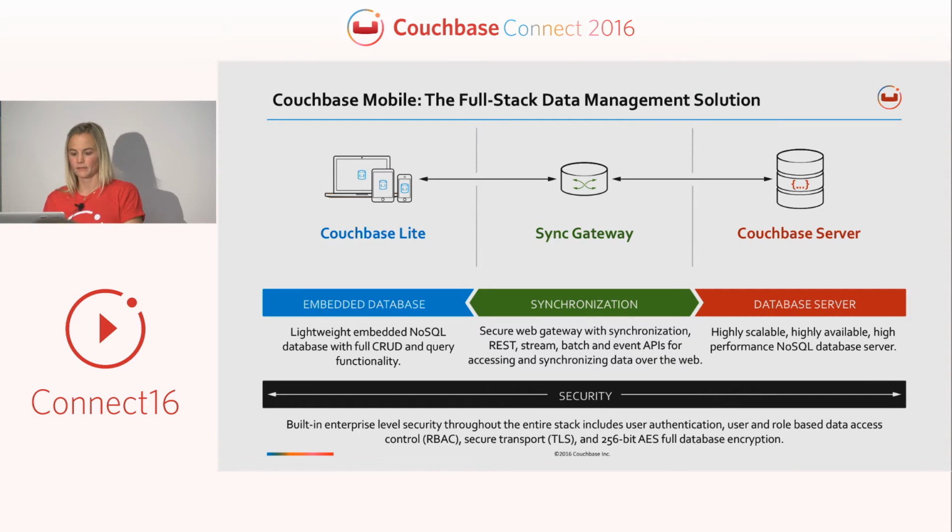Next, you have Sync Gateway. So Sync Gateway is a secure web gateway that enables synchronization and data access over the web. It includes configurable synchronization, REST, stream, batch, and event APIs for data access and synchronization. And then you have Couchbase Server, which is our flagship, highly scalable, blazing fast NoSQL database server. And then running along this entire stack, you'll see on the bottom security. So we have built-in enterprise-level security throughout the entire stack. This includes user authentication, user role-based data access control, secure transport over TLS, and 256-bit AES full database encryption.